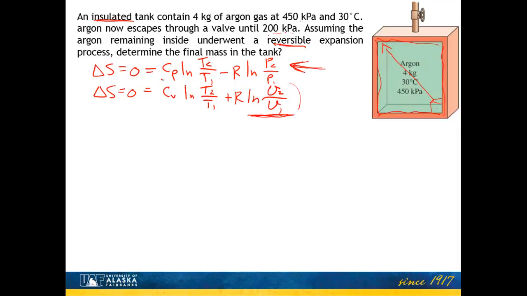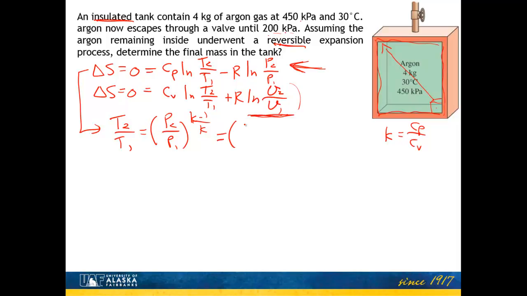And we could rearrange this equation. We saw that in one of the videos. This equation right over here ends up with a little simpler form, which is this. T2 over T1 is equal to P2 over P1, to the K minus 1 over K. And remember that K is just the ratio of the heat capacity, Cp over Cv. And I know what P2 over P1 is. So P2 is 200, P1 is 450. And so I need to find the value of K for argon.